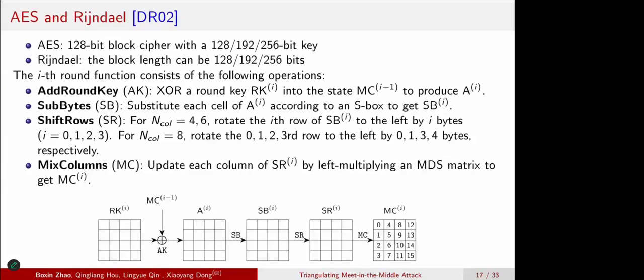AES is a 128-bit block cipher with 128, 192, and 256-bit keys, while Rijndael supports block lengths of 128, 192, and 256 bits. Each round function consists of 4 operations: add round key, sub bytes, shift rows, and mix columns, which is illustrated in the following figure.